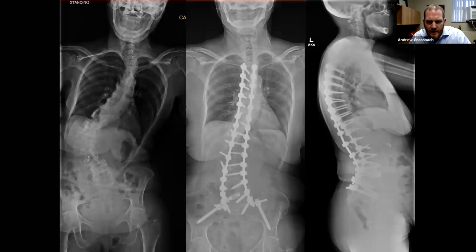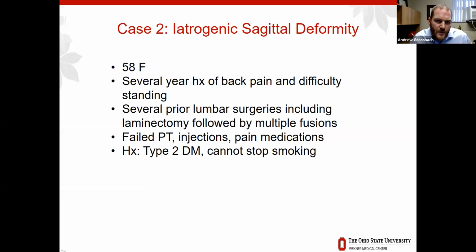So here's what we did. This is T4 to pelvis, and she was on Forteo for several months beforehand, and ultimately did well. Next case here, iatrogenic sagittal deformity. This is something that probably a lot of us see fairly commonly.